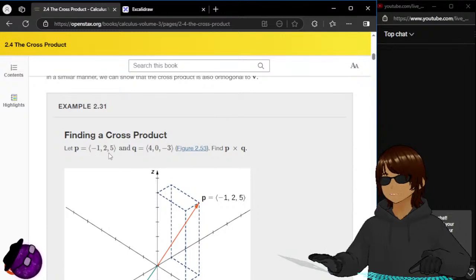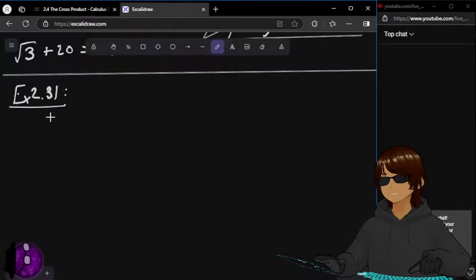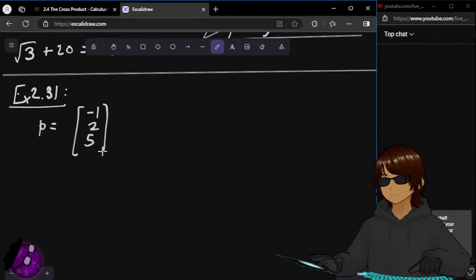P is minus 1, 2, 5. Okay. So P is minus 1, 2, 5.